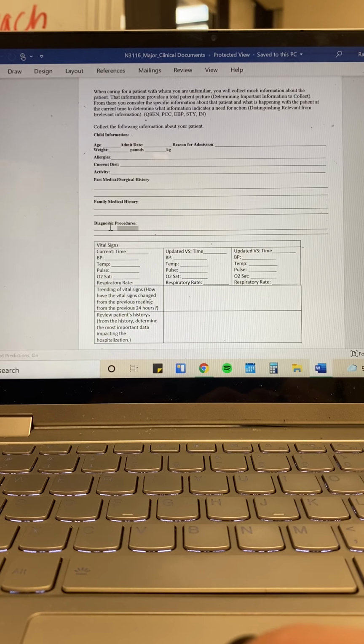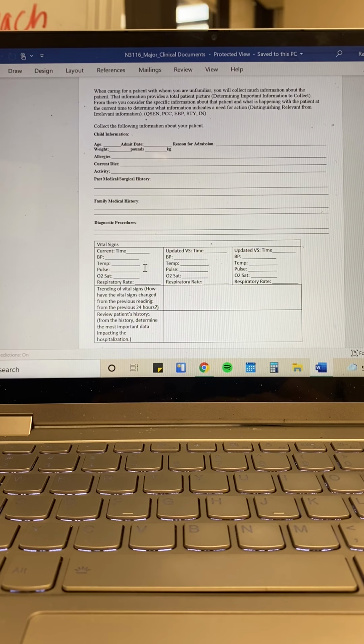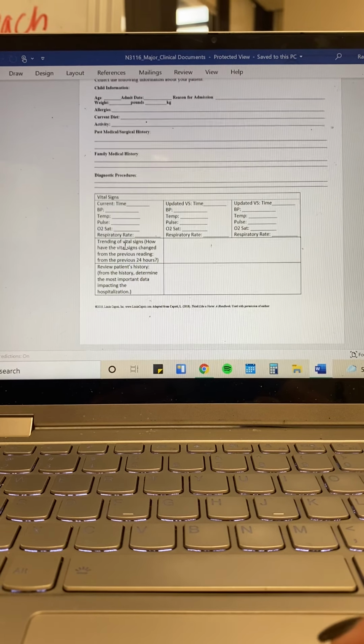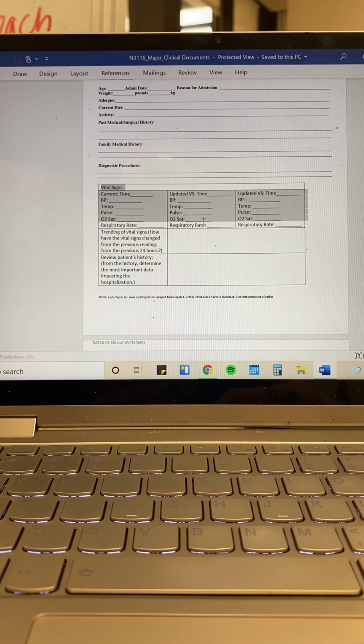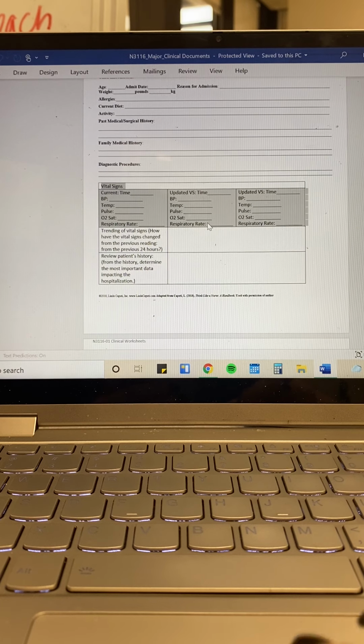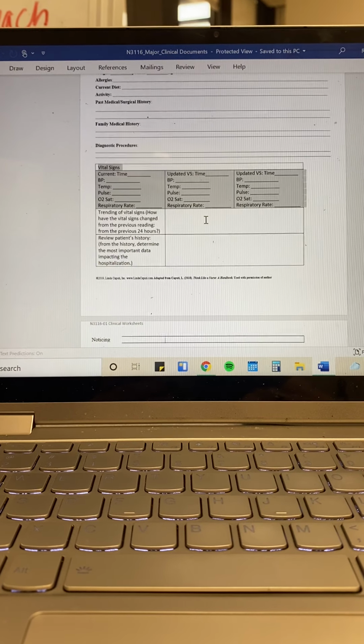I really do want all of the information on this page in particular filled out because this is your client's story. So if for some reason that information is not in the chart, you are more than welcome to ask your patient specifically about their family medical history. The nurses and other staff members should have an idea about the diagnostic procedures. The nursing assistant or whoever is assisting with vital signs, if you are not doing that yourself, should be able to give you a list of those.